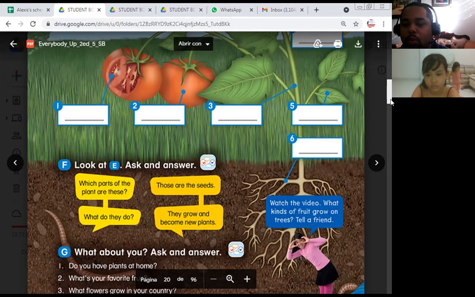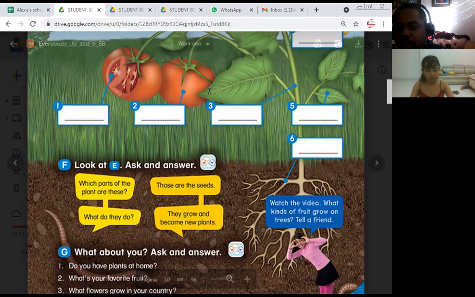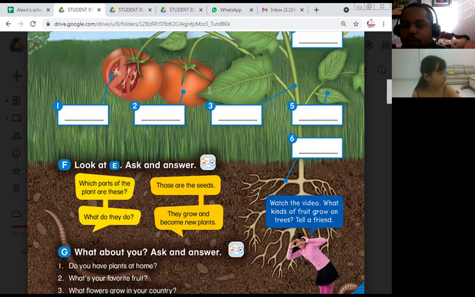Here we can see different parts of the plants. Referring to the parts of the plants that we see up there in topic D, which parts of the plants are these? Those are seeds. What do they do? They grow and become new plants. That is correct.